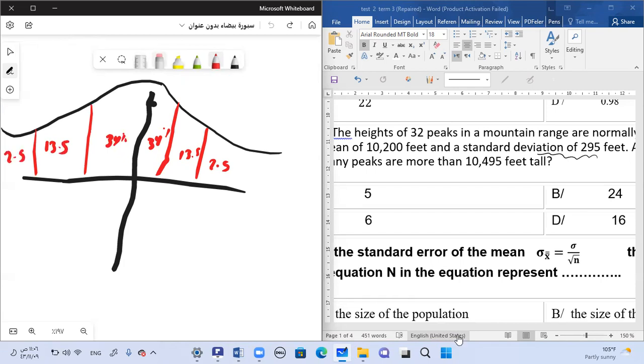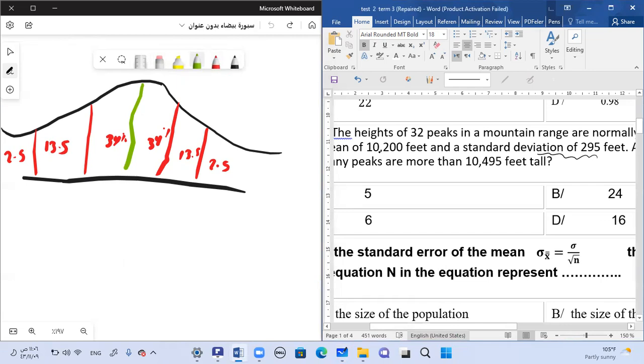What is the meaning of mu? What is the meaning of mu? The mean is mu. So if the exercise says the mean equals 10,200, this is the mean. What about the standard deviation? The standard deviation is sigma, which is 295.